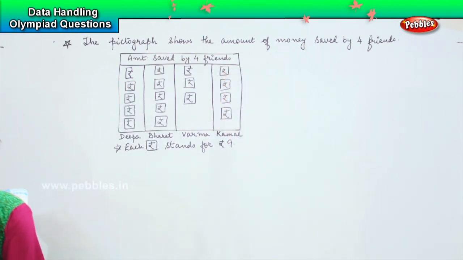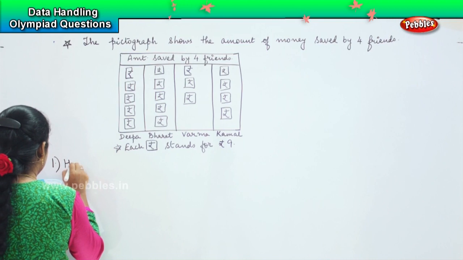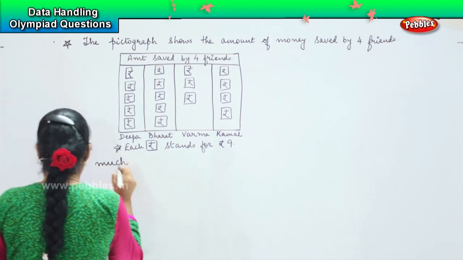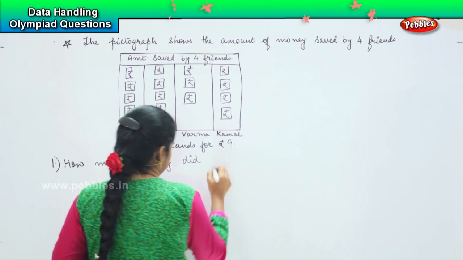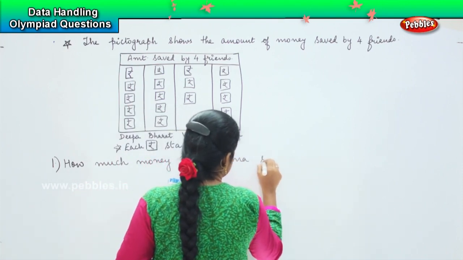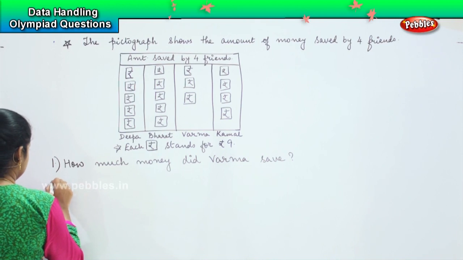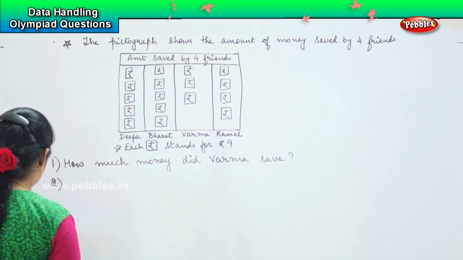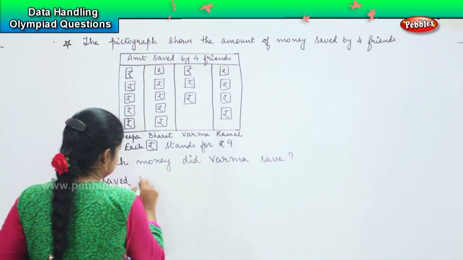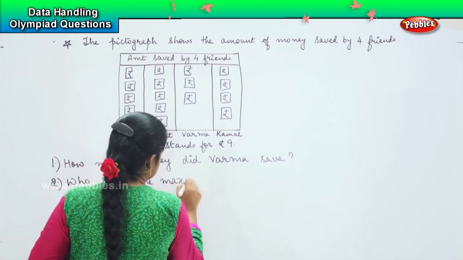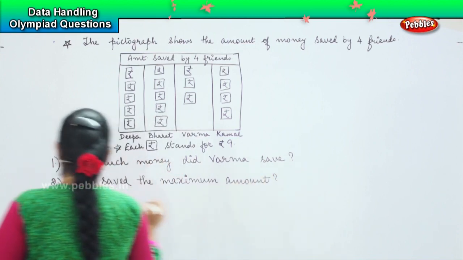Okay. Now, the first question: how much money did Verma save? Question number 2, who saved the maximum amount?